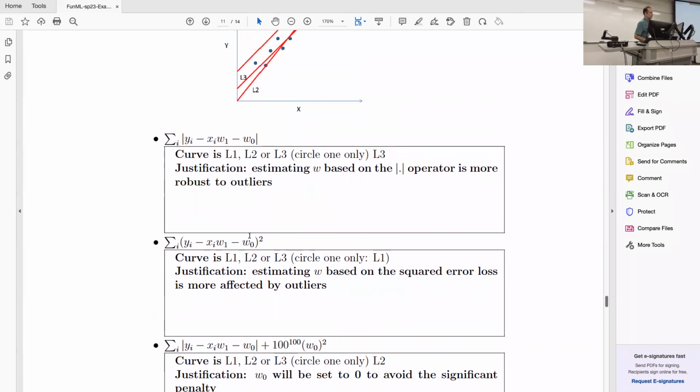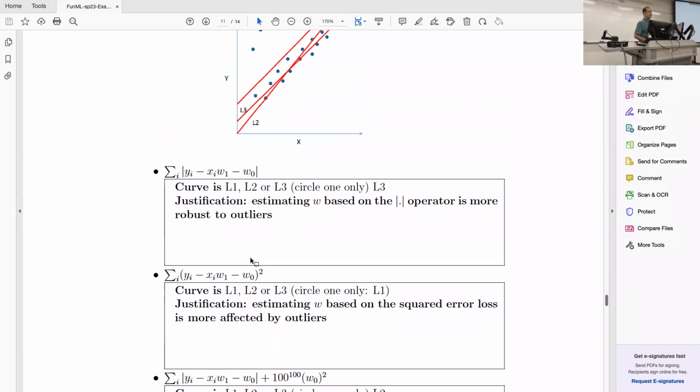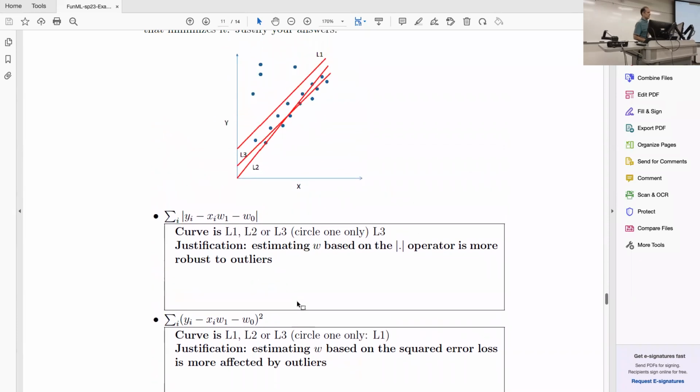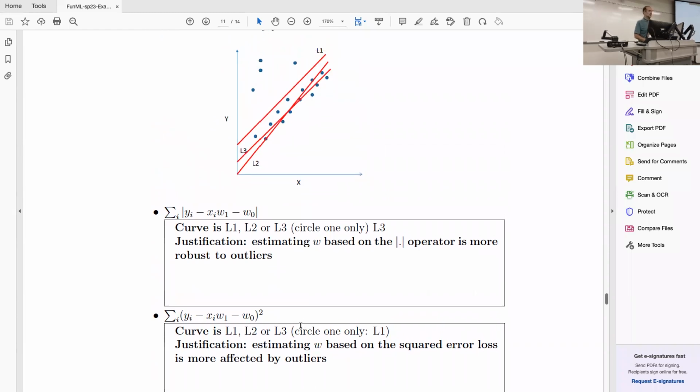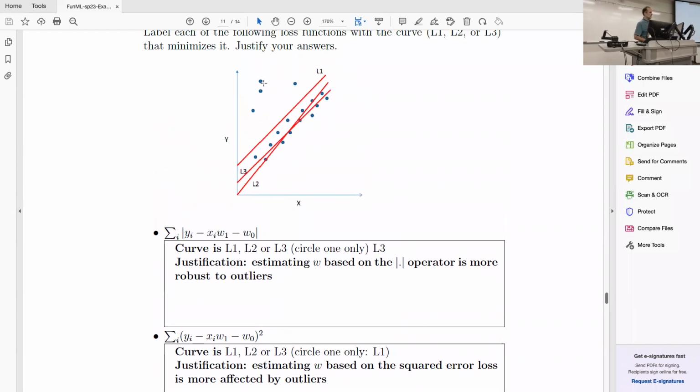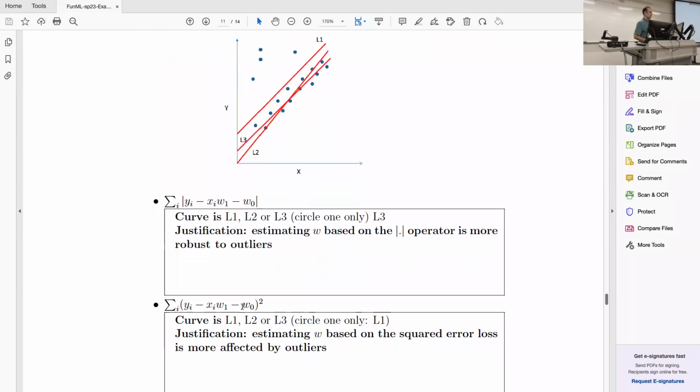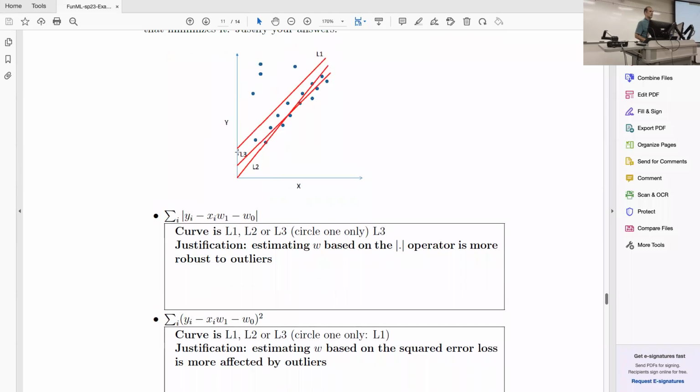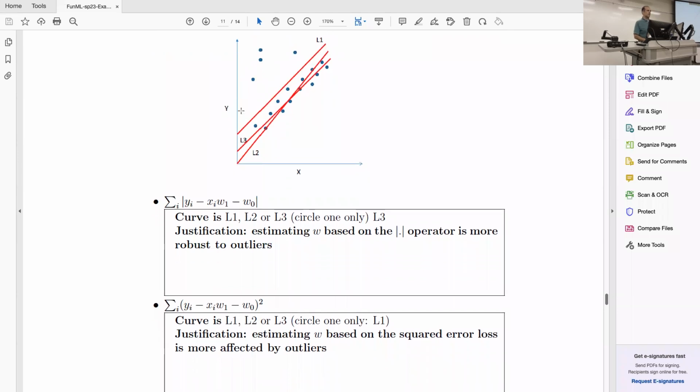And then between these two, since we have the square, that means it will be biased by the outliers, right? These are the outliers. So the one that will shift toward the outliers will be the one with the square. So this one should be your L1, and then you are left with L3. So that's what's happening there.